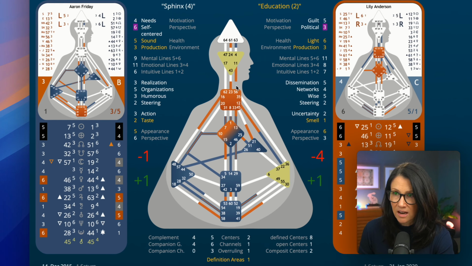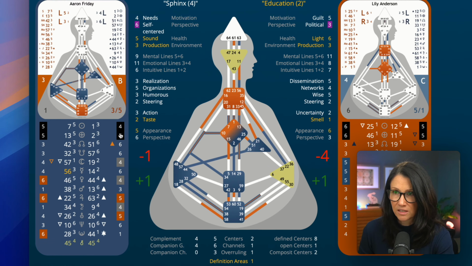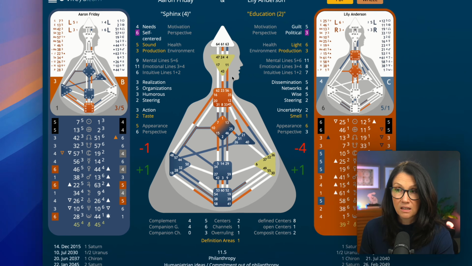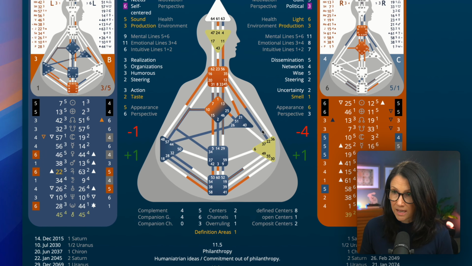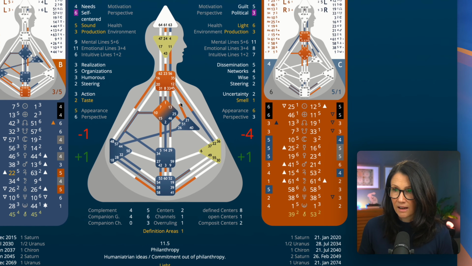But because Aaron is bringing here the 56 and Lily is bringing the 11 here, they form an electromagnetic connection and the mind center gets activated. And therefore it's colored in light green so that you can see right away in this composite, this is getting connected. And the same is true here for the solar plexus, because Aaron here is sharing his 22 and Lily is bringing her 12. So together they create this channel and therefore the solar plexus center is activated.